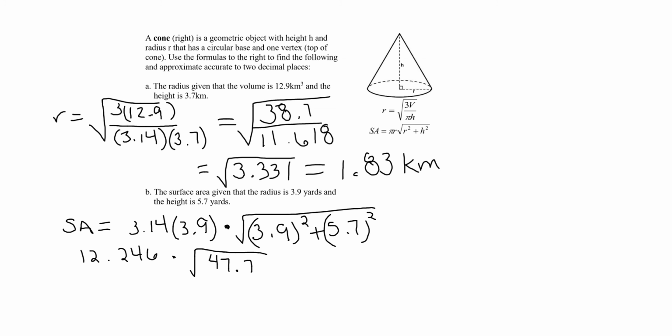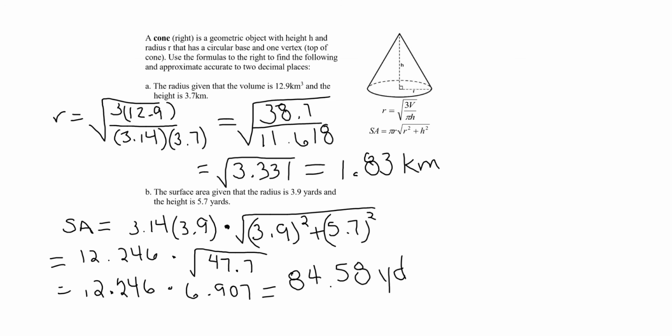So I get 12.246 times, and I'm going to round it to the thousandths right now, 6.907, and when I multiply that together, my final answer rounded to 2 decimal places is 84.58 yards. Any questions?